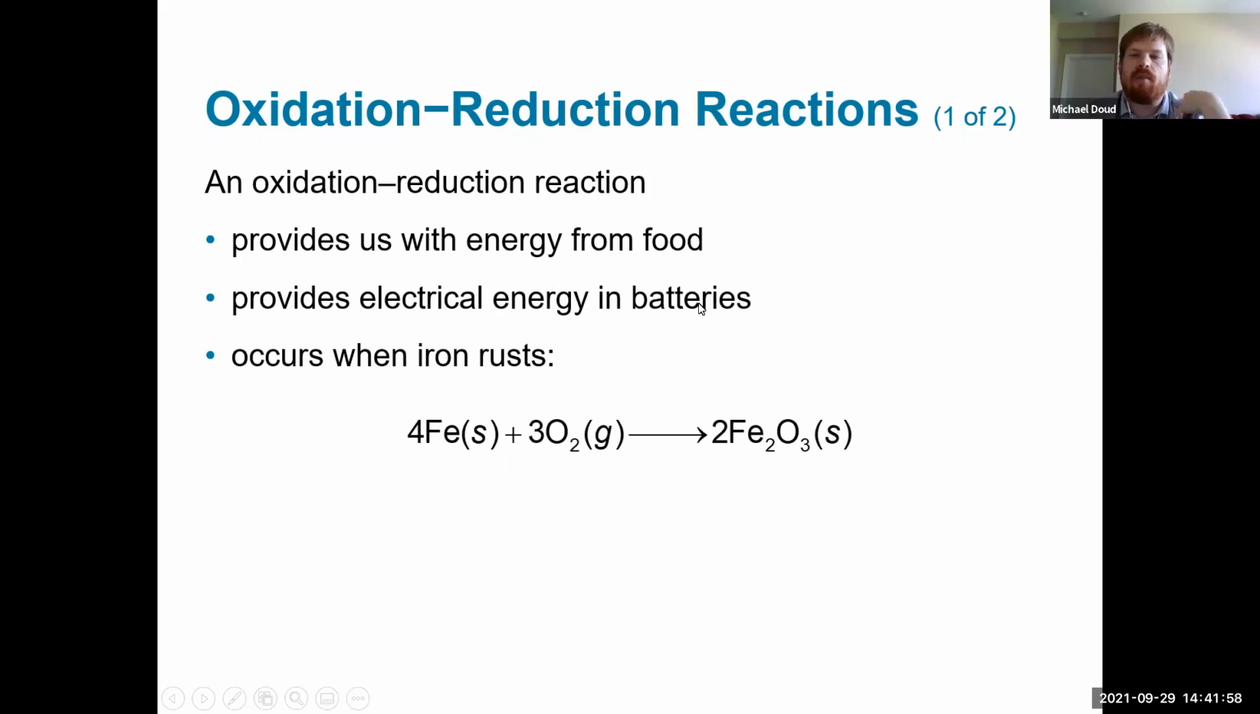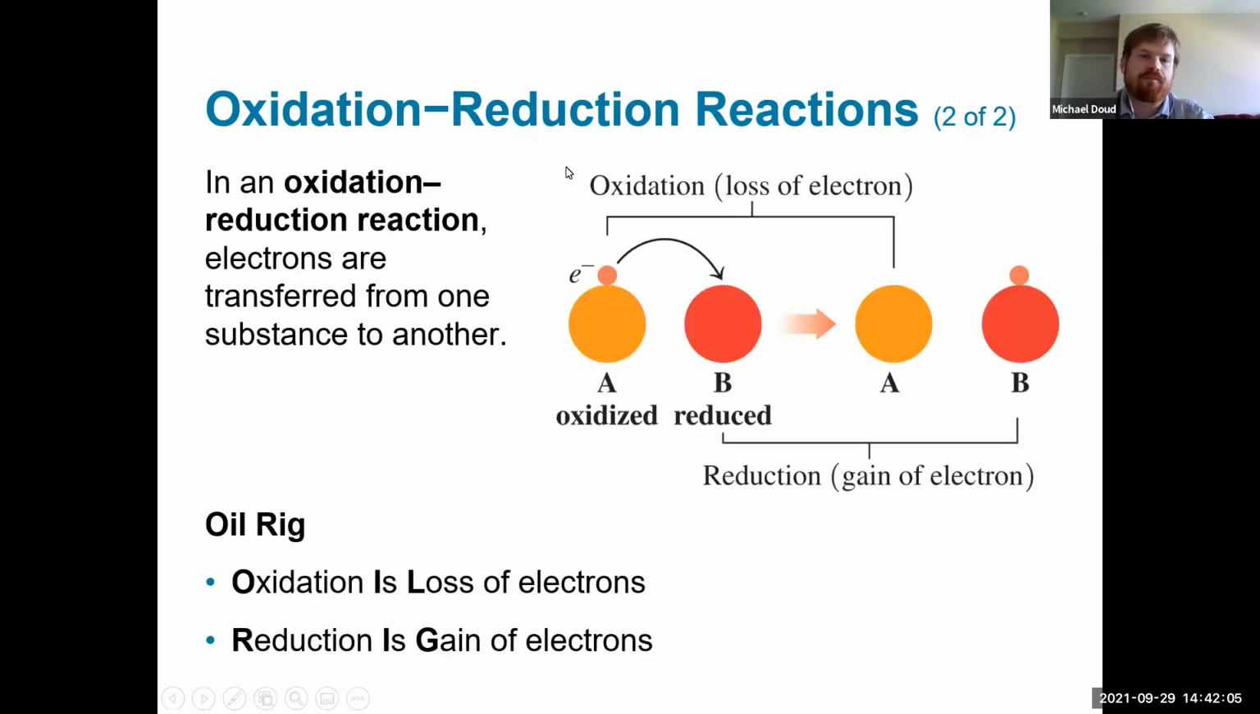It also occurs when batteries give up electricity, and when iron rusts, and in many other types of chemical reactions. In an oxidation reduction reaction, electrons get transferred from one reactant to the other. So if A reacts with B to form our new products, and A gives up an electron to B, A is oxidized. A becomes oxidized because it loses an electron, and B becomes reduced because it gains an electron.